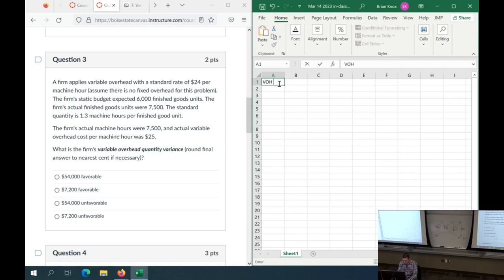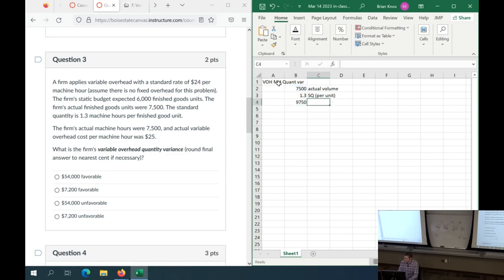So this is a variable overhead problem, a machine hour problem. Quantity variance, that's what it's asking for. So we need to use that 7,500 actual volume. We expect our standard quantity per unit to use 1.3 hours of the cost driver. When we're talking about overhead, quantity is cost driver. So 1.3 quantity of machine hours per finished goods unit, per unit of volume.